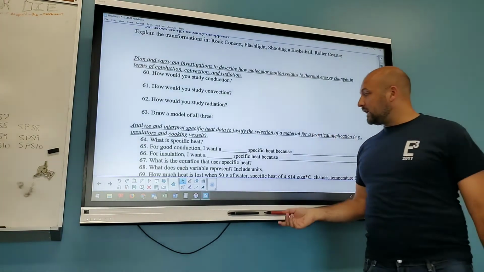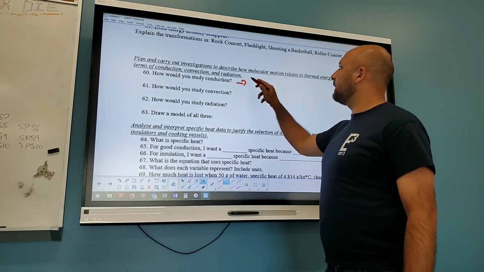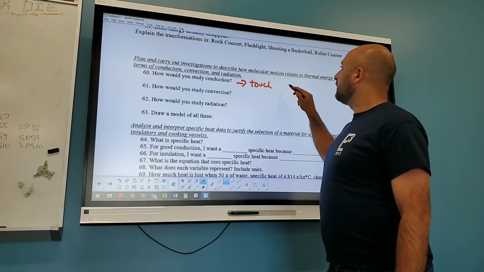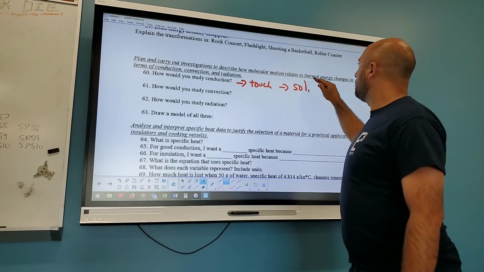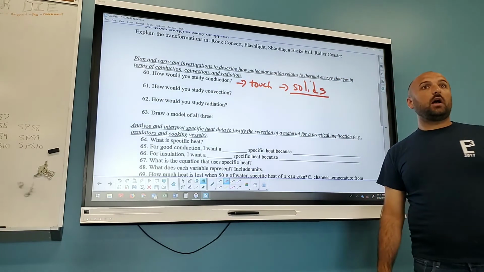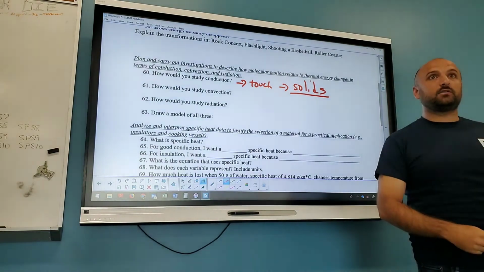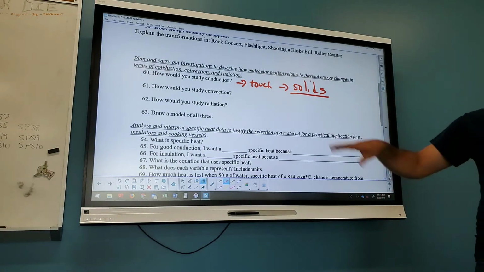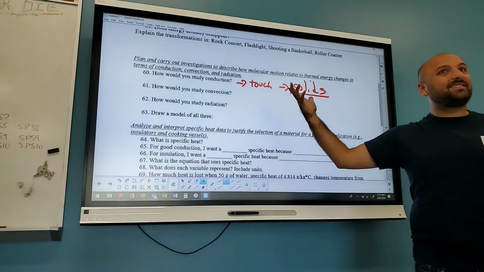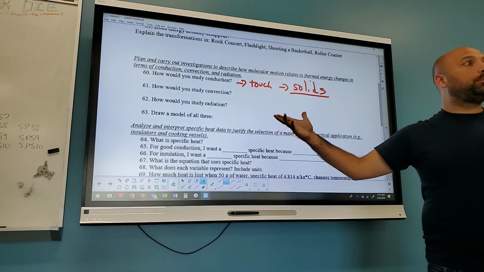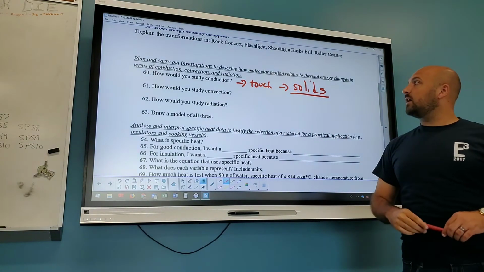So I need things to touch, but what typical things touch? Solids. It primarily happens in solids. So if I want it to be just conduction, solids is the name of the game. Liquids and gases can touch things too, though, but for the most part, you're going to be talking about solids with conduction.